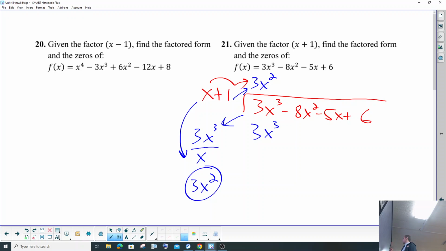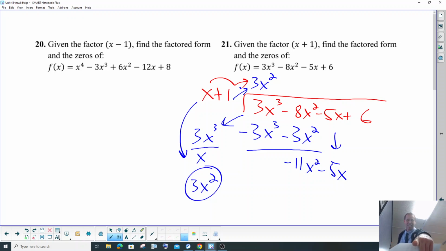1 times 3x squared is just 3x squared. And we multiply that through. Change the signs. So then we get a negative 11x squared. Bring down the negative 5x. How does x become a negative 11x squared, you ask me? Pause it. Try it on your own. Stop copying. Try it on your own.